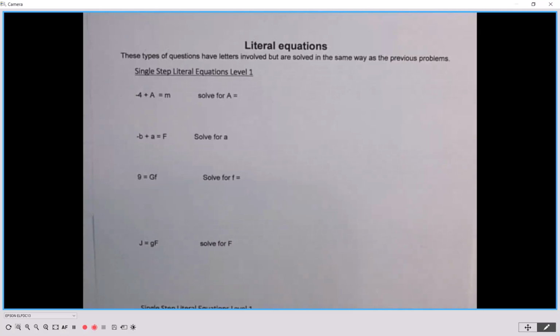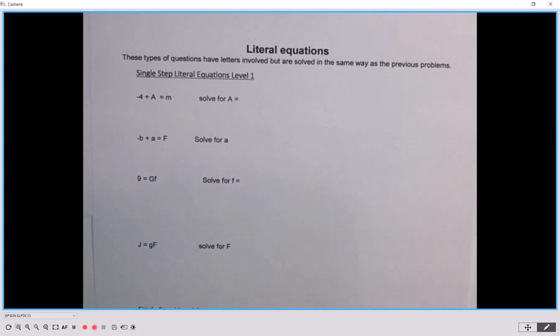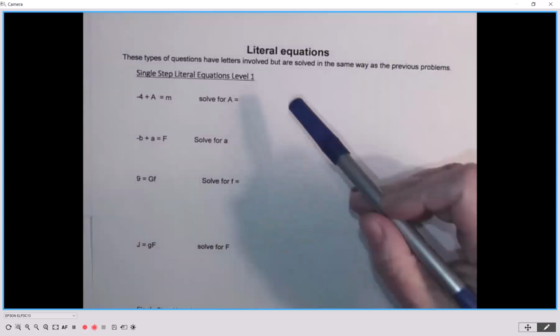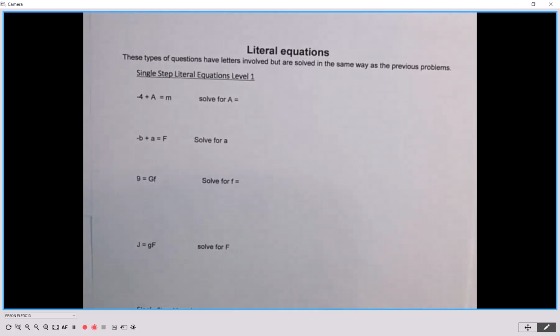I don't know why they're named literal equations, but that's the name of it. And really what these are, it's the same processes that you've been doing for one step, two step, three step, except these are using letters instead of numerical values. So even though there's letters involved, think of it as just maybe another number if that would make you understand it better. So we're going to just do some simple ones at the beginning and then we'll work our way up to some more difficult ones.